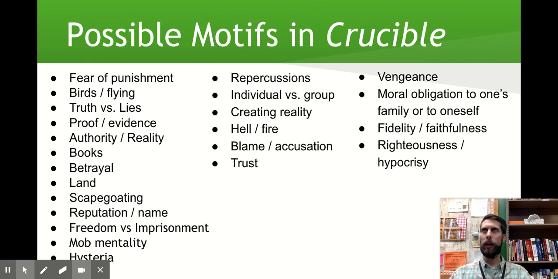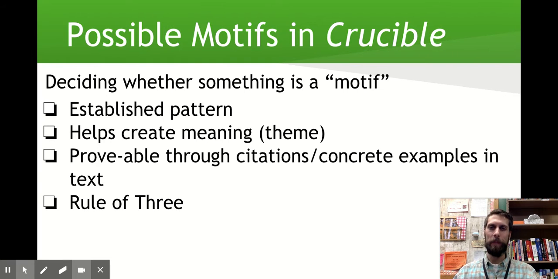So I guess I've been saying novel a lot. Obviously, any longer work of literature. The Crucible is a play, not a novel. You get the idea here, right? So how do I know if something is a motif, if it's appropriate to use that word in my analysis to identify and describe the development of a pattern in literature?